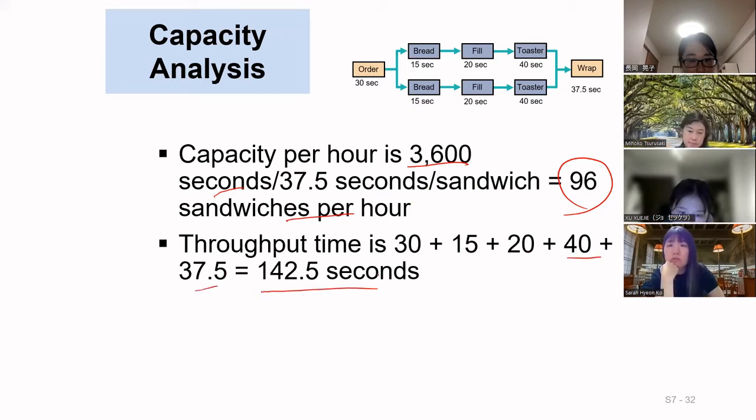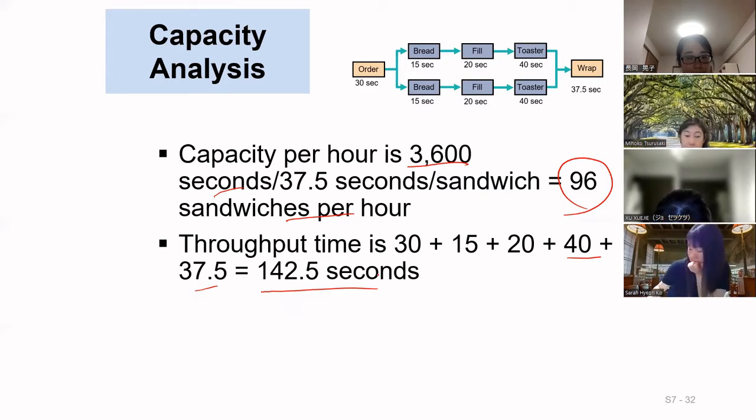And the throughput time is 30 + 15 + 20 + 40 + 37.5, which is 142.5 seconds. So to complete one sandwich takes 142.5 seconds. That's the throughput time. Any questions?